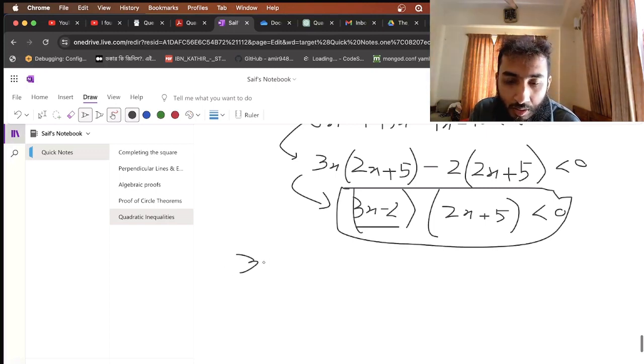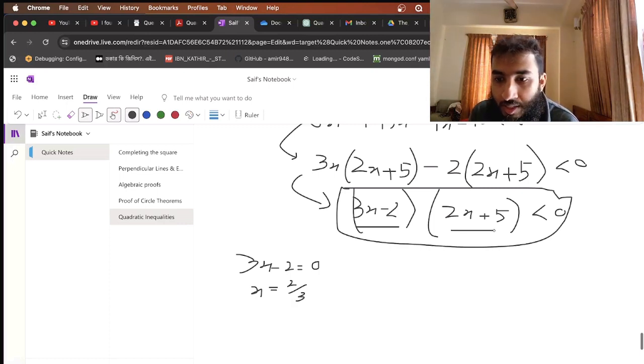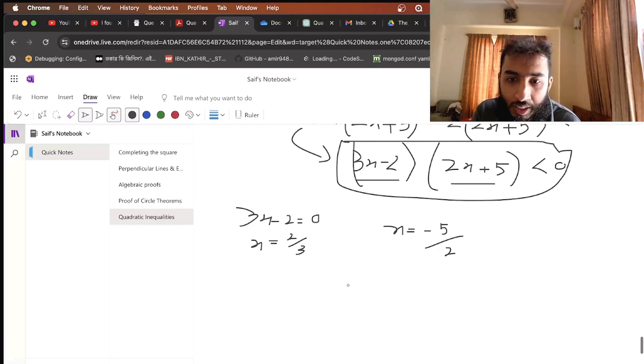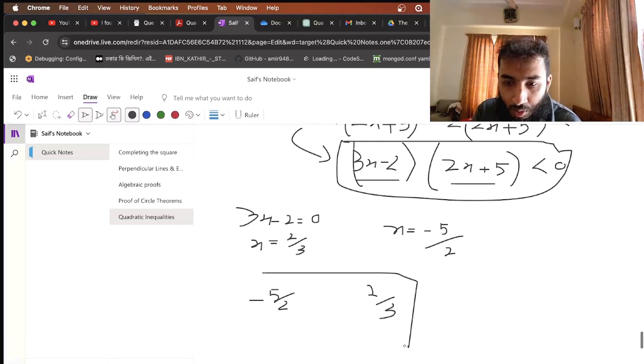So 3x minus 2 is 0. So x is what? 2 by 3. And similarly, 2x plus 5 equals 0. So x is what? Minus 5 by 2. So what are the critical points? Minus 5 by 2 and 2 by 3. These are the two critical points.